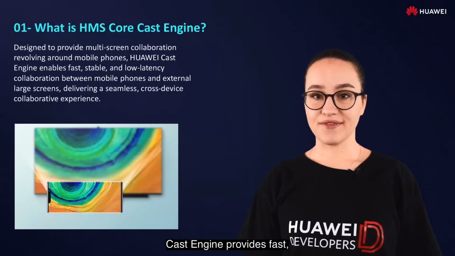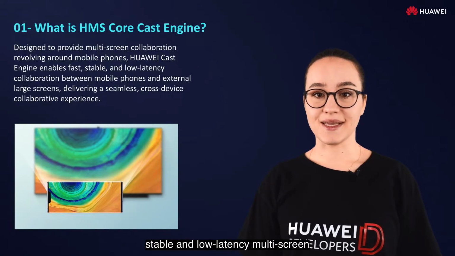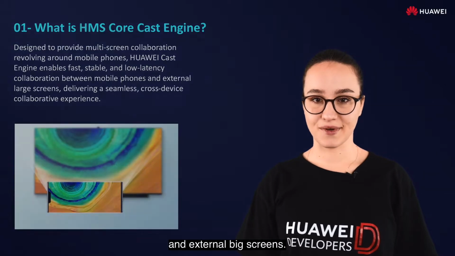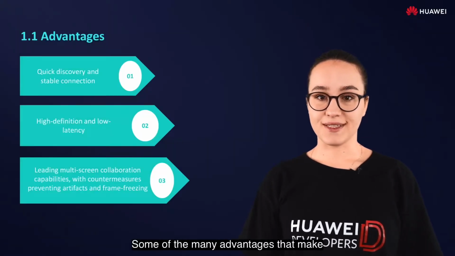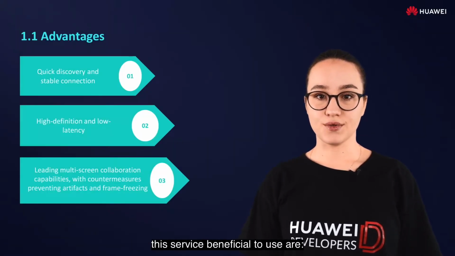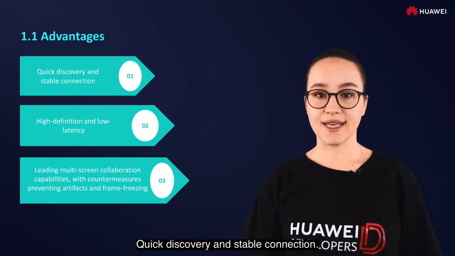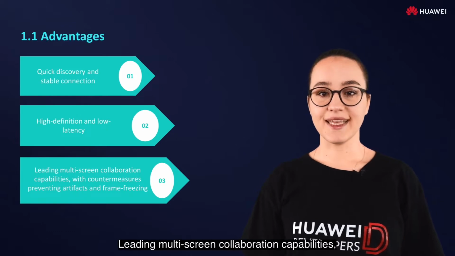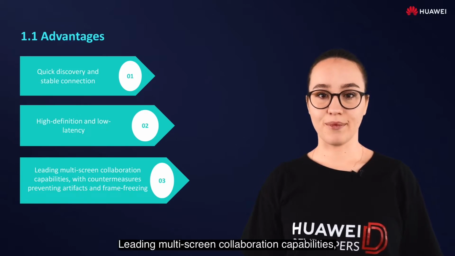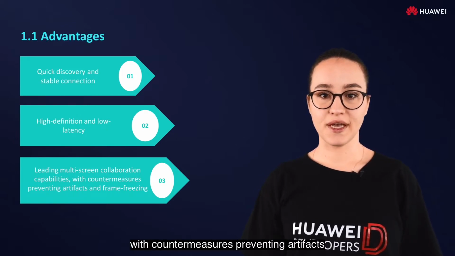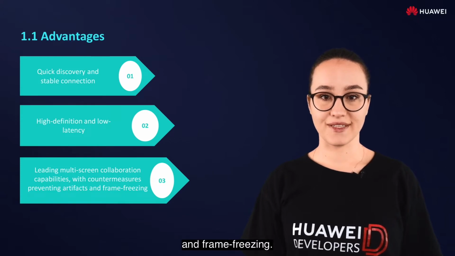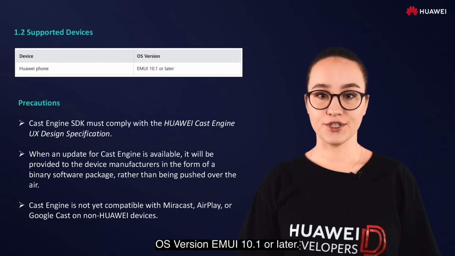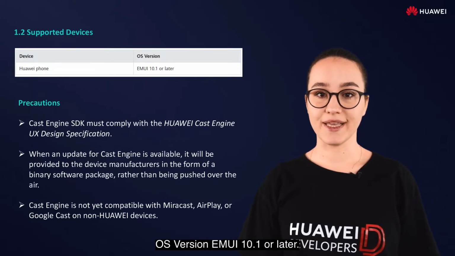Cast Engine provides fast, stable, and low latency multi-screen collaboration experience between mobile phones and external big screens. Some of the many advantages that make this service beneficial to use are quick discovery and stable connection, high definition and low latency, leading multi-screen collaboration capabilities with countermeasures, preventing artifacts and frame freezing. Supported devices are only Huawei phones and OS version EMUI 10.1 or later.